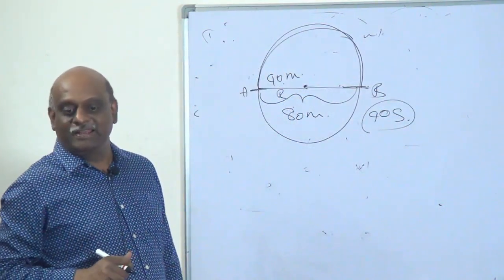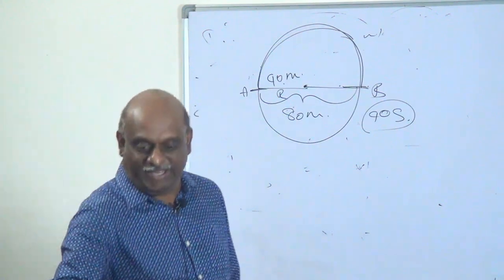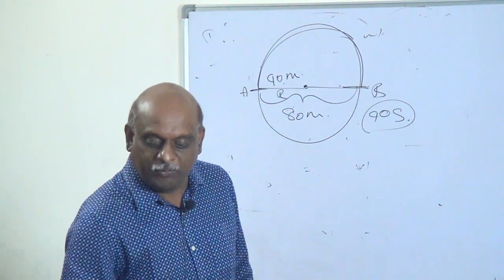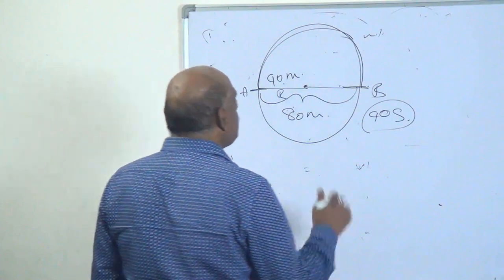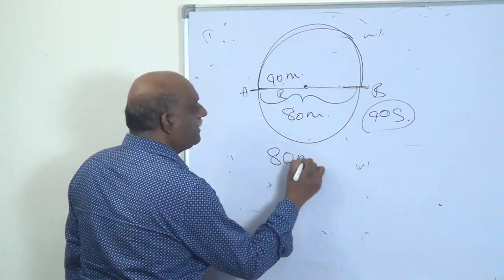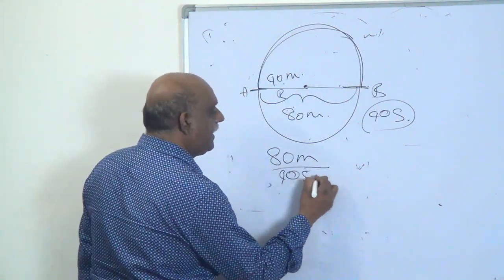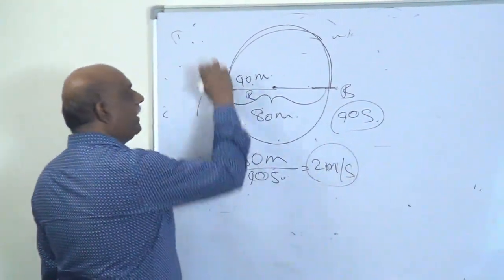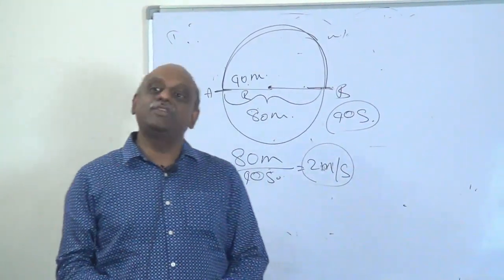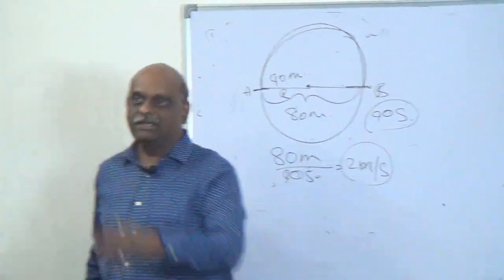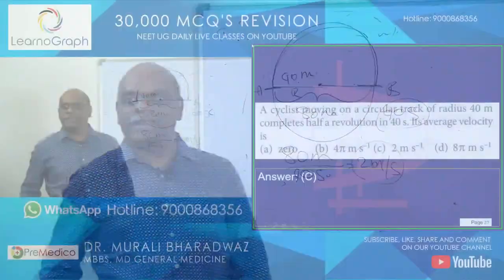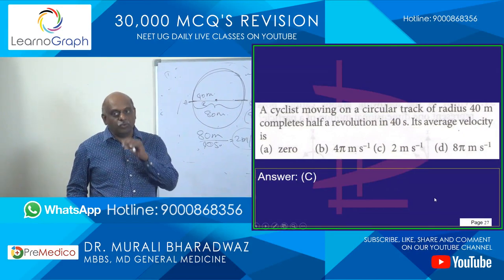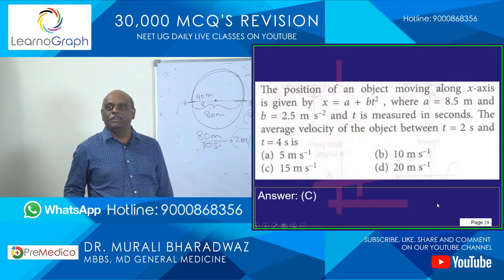So that is the reason the average velocity is the important question. The average velocity is 80 meters divided by 40 seconds, which is equal to 2 meters per second. That is his average velocity. Give me the slide. So the answer is 2 meters per second, which is what you should remember.